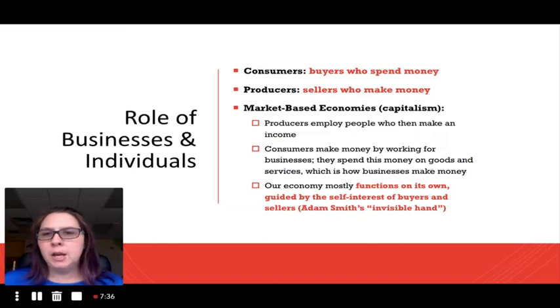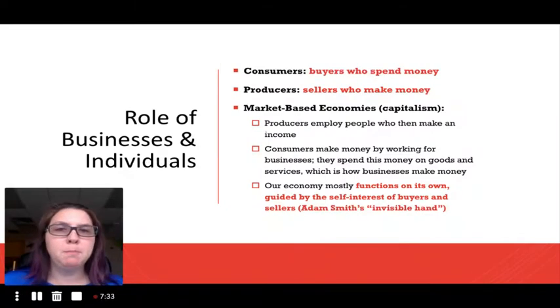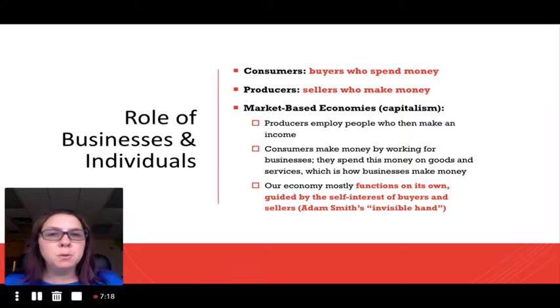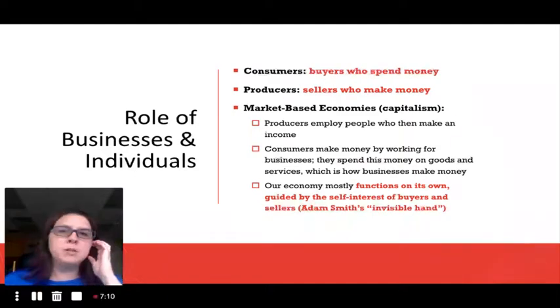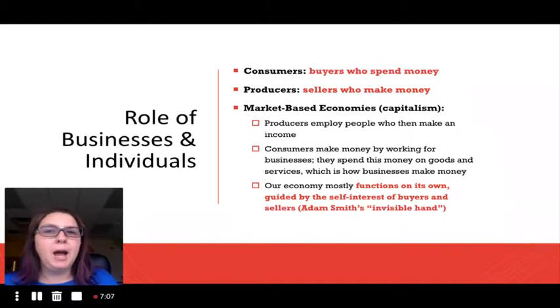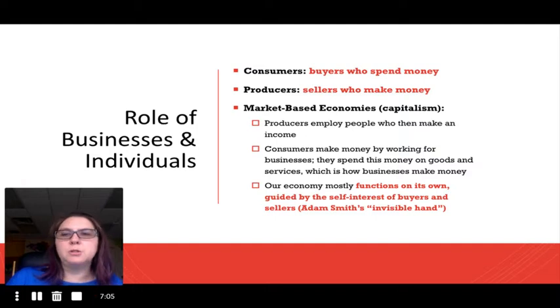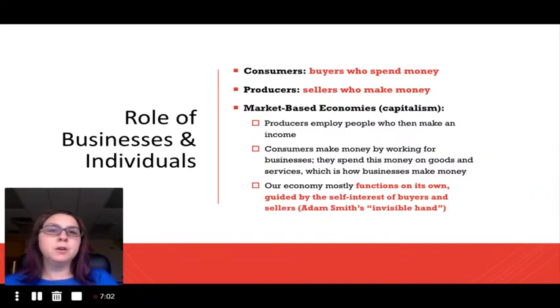We're going to focus on the economic system of the United States, which is a market-based economy, also known as capitalism. In a capitalist society, producers employ people who then make an income. The producers hire people to work for them, and they make an income because of that. Consumers make money by working for businesses. They spend this money on goods and services, which is how businesses make more money. It's just showing you the relationship these 2 groups of people have. The consumers work for the producers. They produce products, which are then sold to other consumers that help make money and pay the incomes.